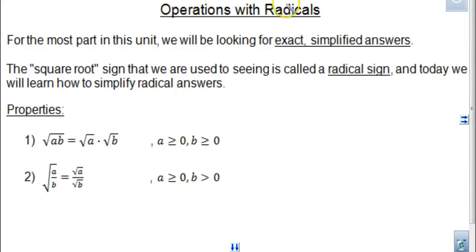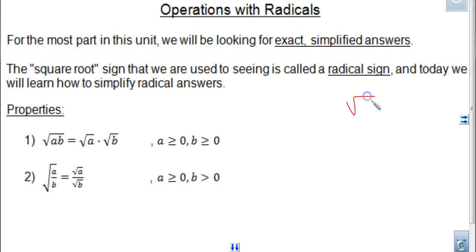Alright, we'll be taking a look at operations with radicals in this lesson. When I say a radical, if you have a square root sign, that's also called a radical sign. So we'll be looking to reduce radicals to lowest terms, just like we would with fractions or with rational expressions. The reason is, in this unit and in this course in general, we always want exact simplified answers.